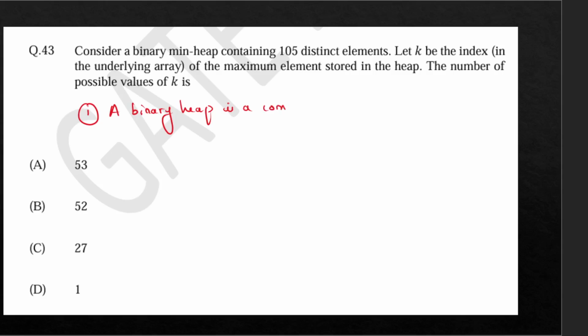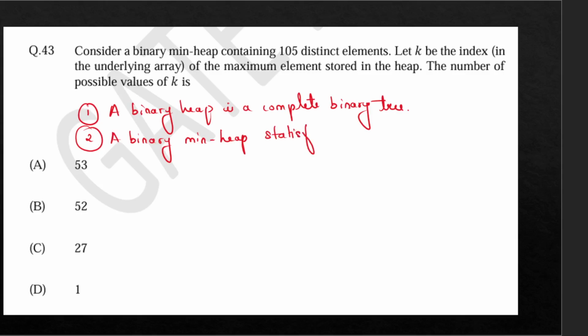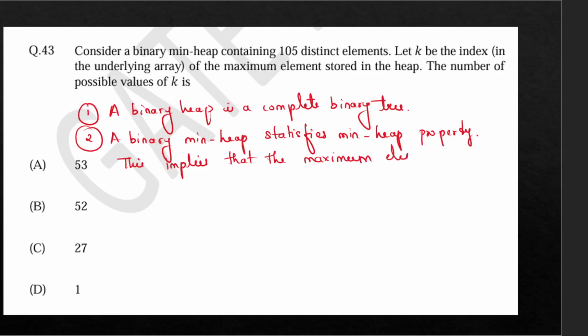So you have to understand, first point, a binary heap is a complete binary tree. Second, a binary min heap satisfies the min heap property. So what this implies is that the maximum element can be in the leaves only.